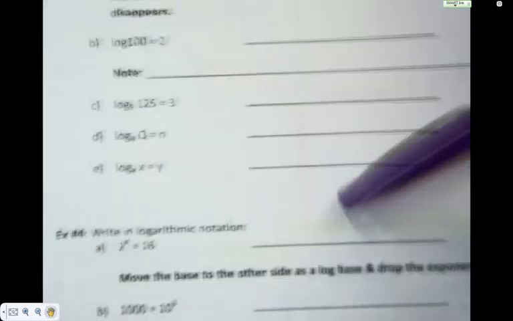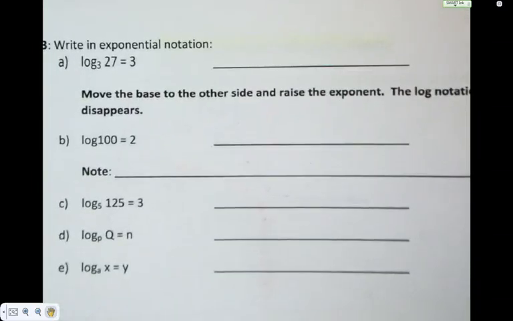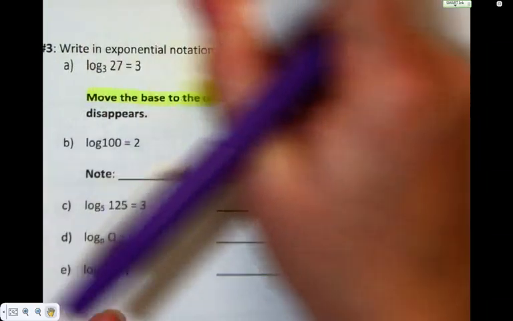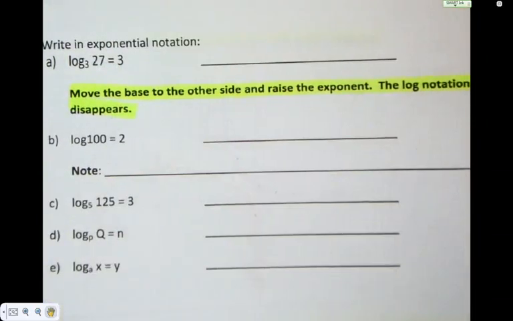Okay, so we're going to move from log to exponential. We're going to go exponential to log and then do some evaluating. If you're a wordy person, you move the base to the other side and raise the exponent. The log notation disappears.